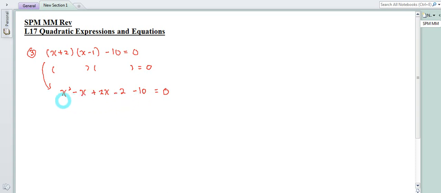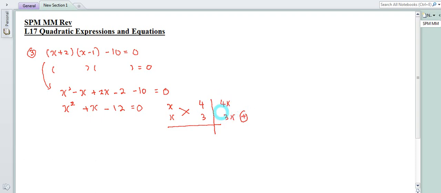Okay, so I try to simplify it. X squared. Here you add x squared here. Negative x plus 2x, you get positive x. Negative 2, negative 10, negative 12. Okay, so this is quadratic equation in general form. We can start to do the factorization. Okay, like x times x, you get x squared. Okay, so 12, I think I just choose 4, 3. 4x, 3x.